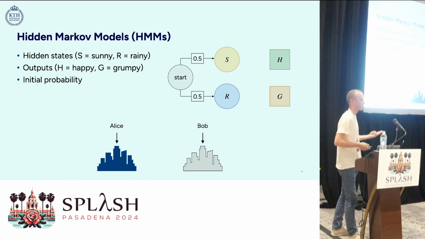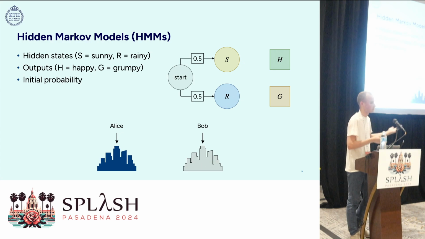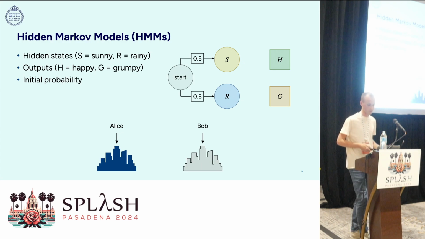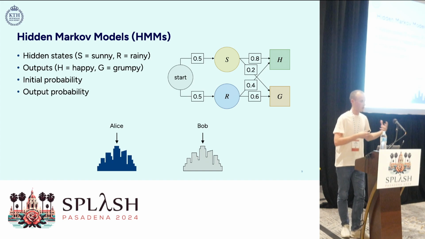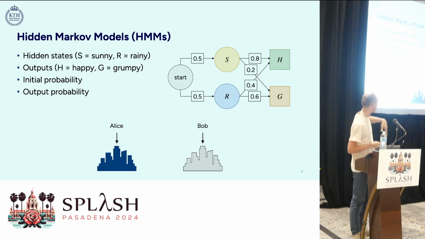Then we have three probabilities. We have an initial probability, which specifies how likely we are to start in either of the hidden states. In this case, we just say it's 50-50 sunny or rainy. We don't really know on the first day. Then we have an output probability, which specifies how likely we are to see a particular output given the state the model is in. For instance, at the bottom, we see that if the weather is rainy today, there's a 60% chance that Bob will be grumpy.